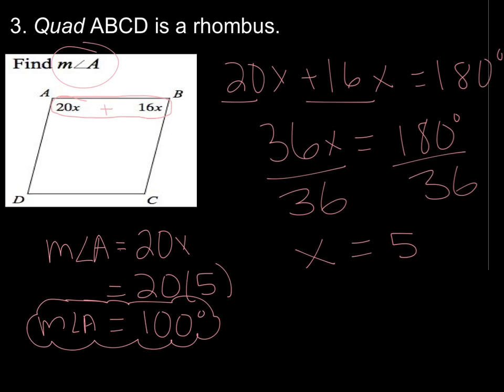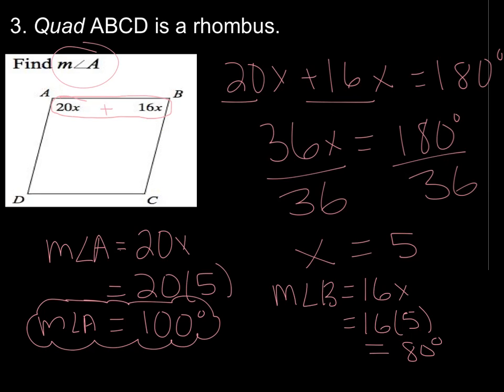Now let's just go ahead and I'm going to do that on the side. Let's just go ahead and check. So the measurement of angle B is equal to 16x. If we plug in 5, 16 times 5, and you put that in the calculator, we can clearly see that that is equal to 80 degrees, which is what we should get if we're following the properties. So go ahead and stop the video and write down your notes.